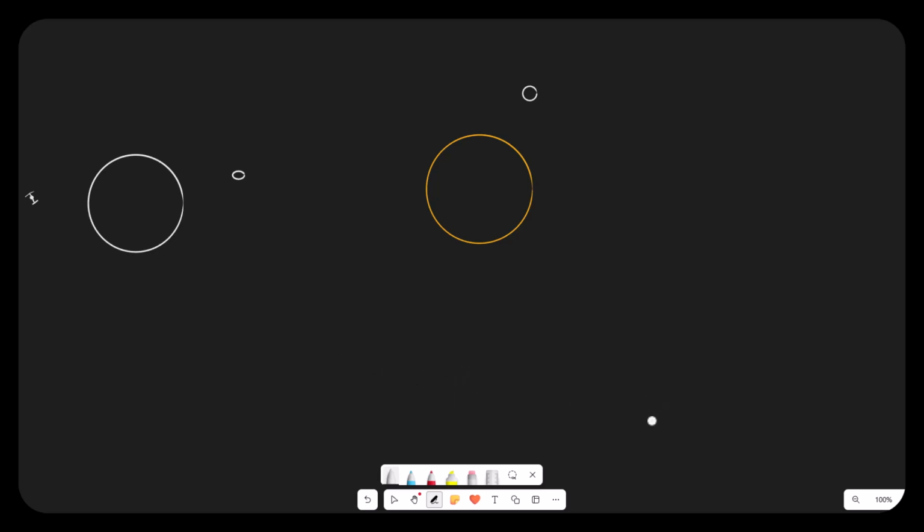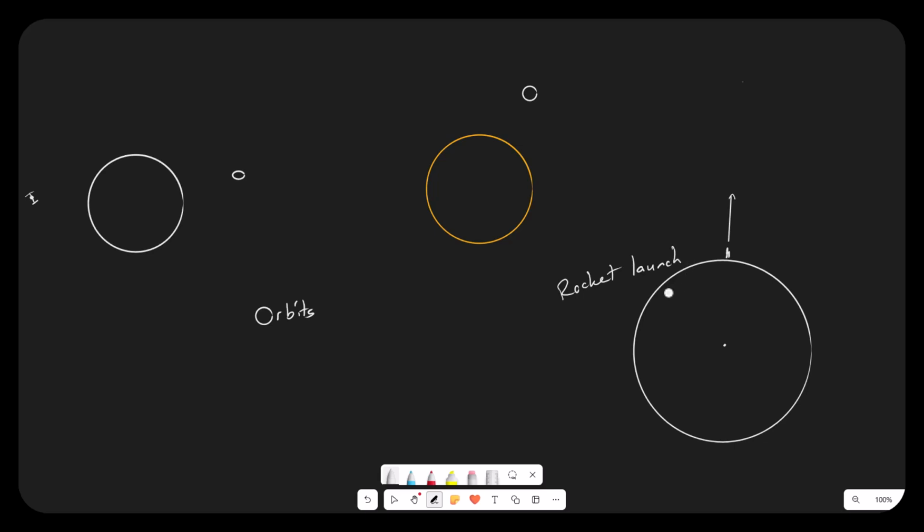We could have a planet and we are going to launch a rocket so that it moves off the surface of the planet out to far away from the planet. That would make a lot of sense. So orbits are good for this, and rocket launch, that's good for this.